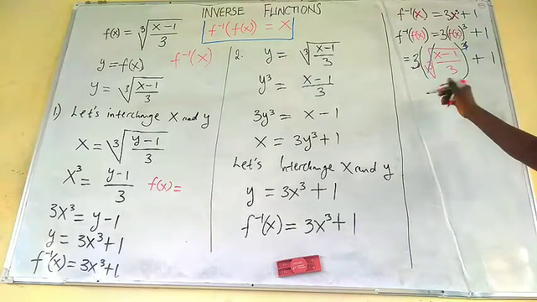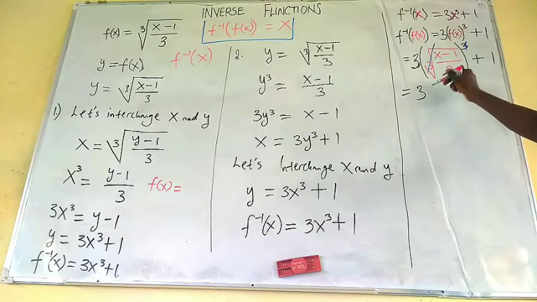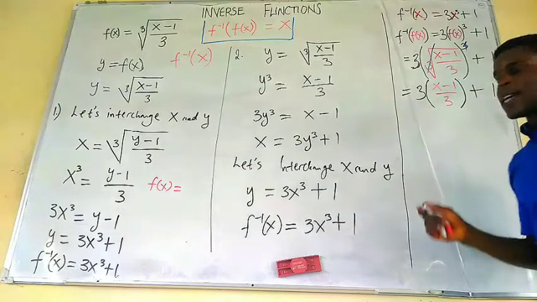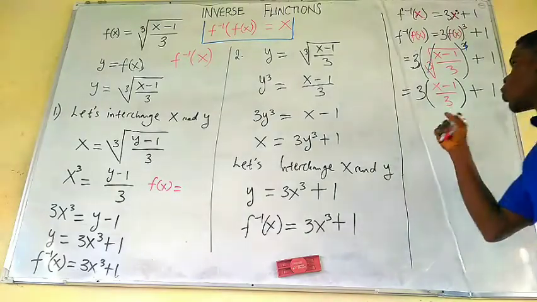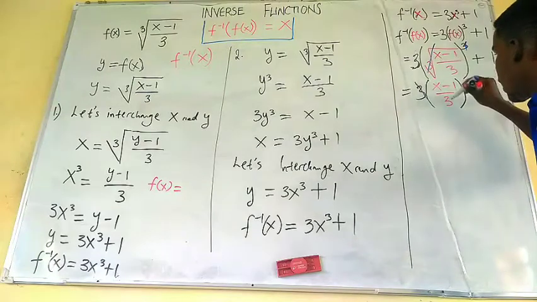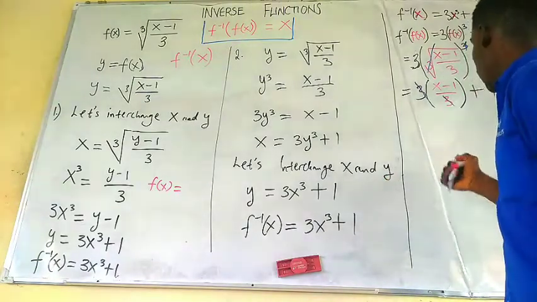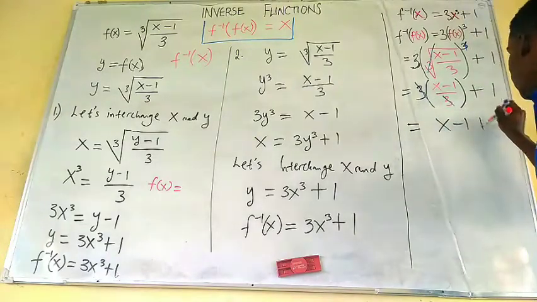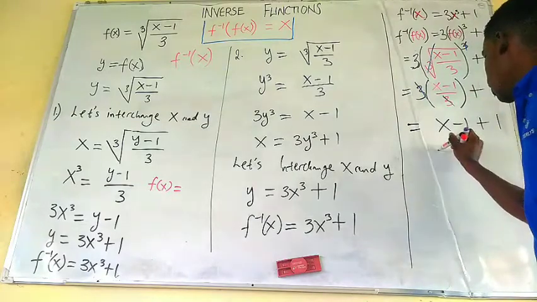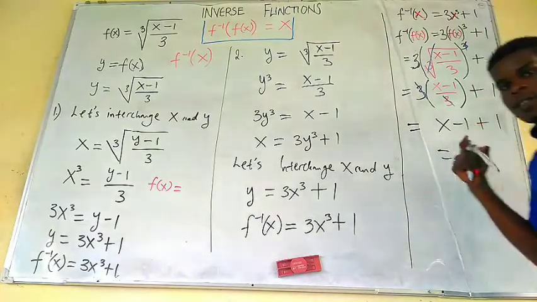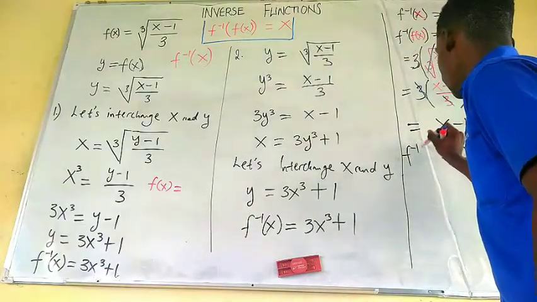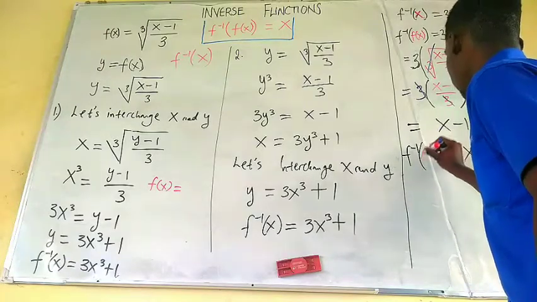And we are just left with 3 times, in the bracket we're going to have x minus 1 divided by 3, and outside we just add 1. Again, this bracket shows multiplication. So we cancel out 3 and the denominator. So we're just left with x minus 1 in the bracket, and outside the bracket we just have the plus 1. And what do we get from here? We have x minus 1 plus 1. We're going to get 0. So we just have x. And what was that? Well, that was f inverse of f of x.